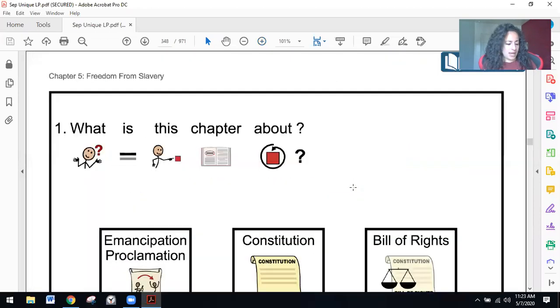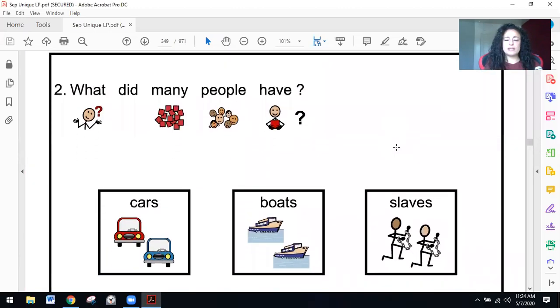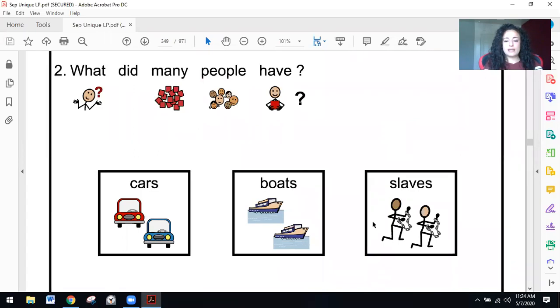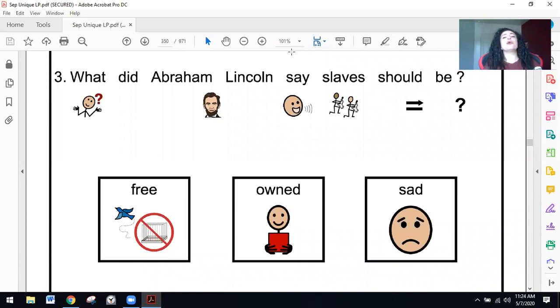So let's move on to the next question, and that is this one. Okay, what is this chapter about? It is about the Emancipation Proclamation, right? Okay, let's move on. And the next page is, what did many people have? They had slaves, right? They had slaves and they were treated unfairly. And that is why Abraham Lincoln signed the law to free the slaves. Okay, let's move on. What did Abraham Lincoln say slaves should be? They should be free. The answer is free. F-R-E-E. Free.